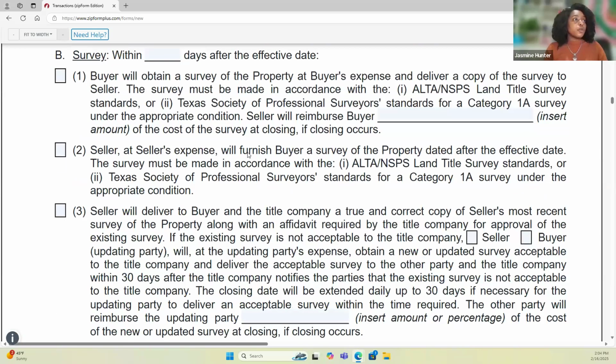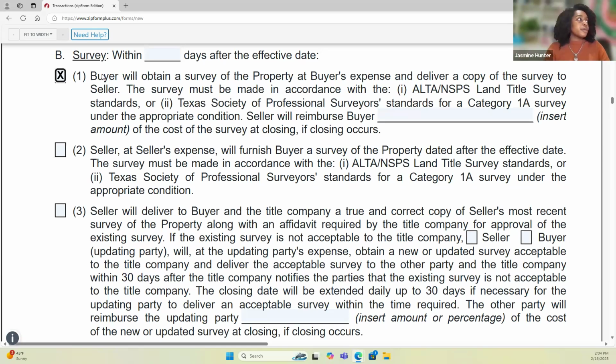Okay. With your survey, one portion of it is the exact same as what we see on the residential side. Either there's already one, the buyer's going to pay for one, or the seller's going to pay for one. And if it's not accepted, who's going to pay for it at that time? Okay. The difference is if the buyer is going to obtain the survey at the buyer's expense, the buyer then has to deliver that survey not only to the title company, but also to the seller.